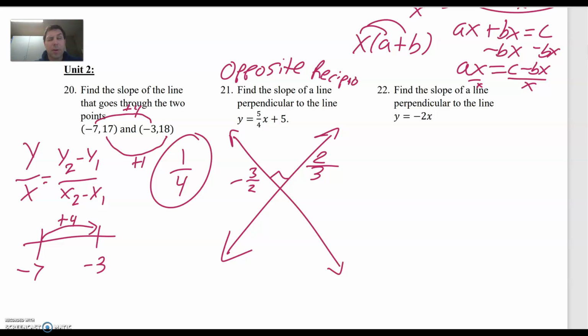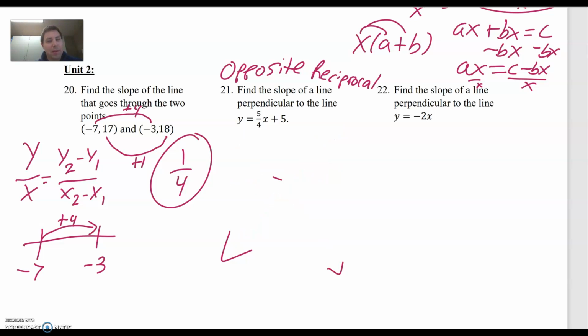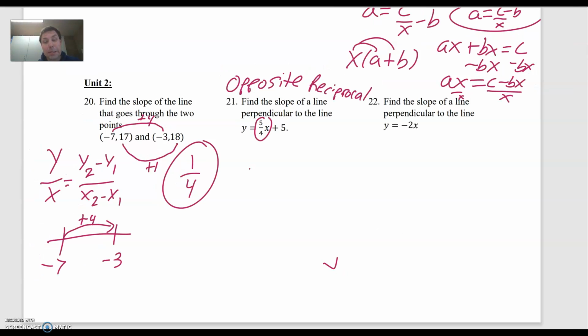Reciprocal. I couldn't spell there for a second. So I'm looking at that line. They've given me the slope is 5 over 4. I don't care about the y-intercept. All I care about is this. So if the slope is 5 over 4, the perpendicular slope would be the opposite. So that's negative, and then the reciprocal would be 4 over 5, and you're finished.